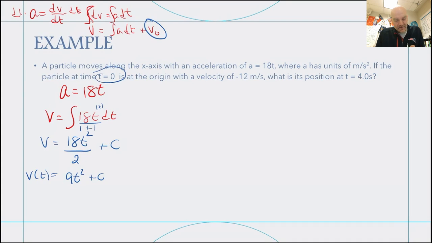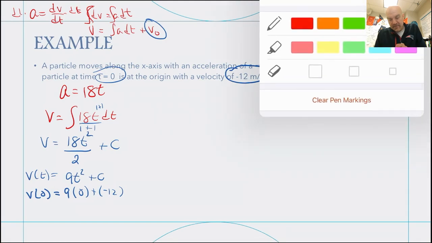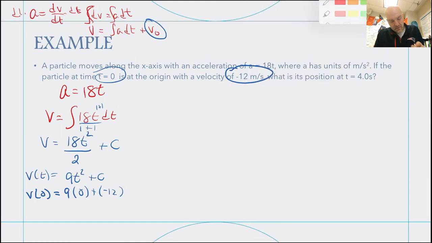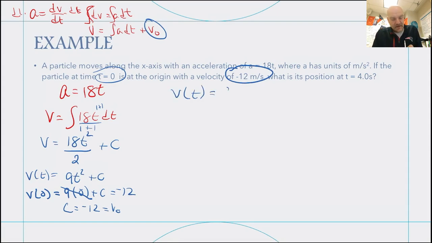But they tell us at t equals 0, it's already moving at negative 12 meters per second. So what does that mean? At v0, when time is equal to 0, it is moving at negative 12. Oh, sorry, I wrote that in the wrong spot. So this should be our plus c. And we know that equals negative 12, and so that goes away. They just tell us that c equals negative 12. Well, that's our initial velocity. So our velocity function with respect to time is 9t squared minus 12.